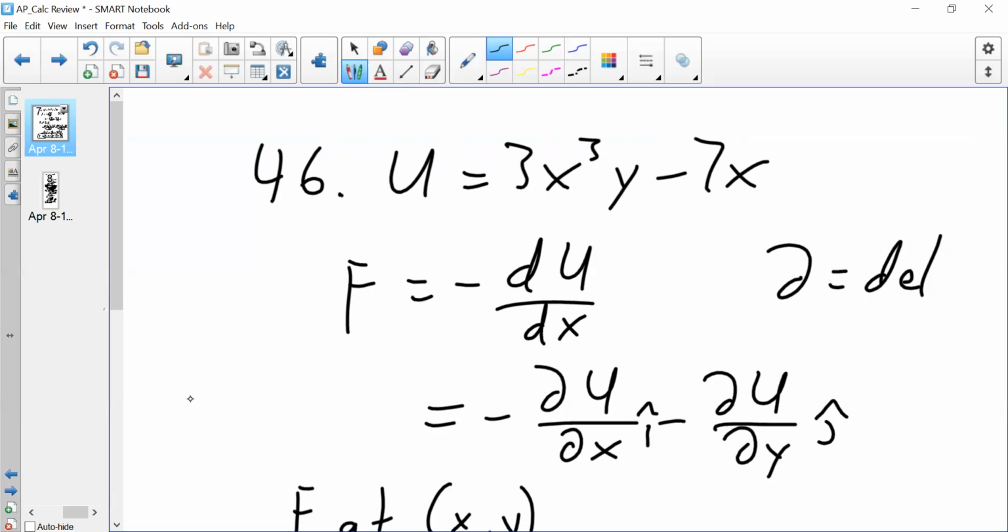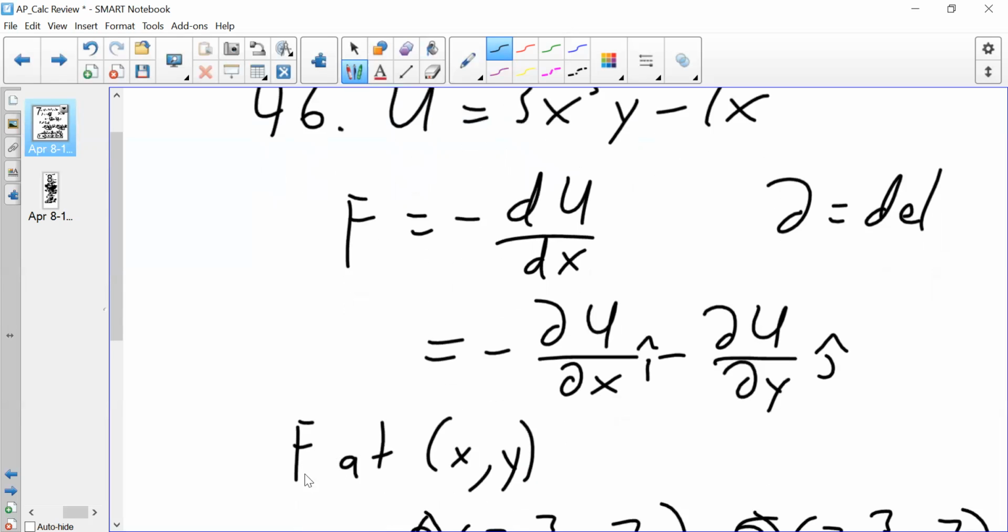Now, number 46. A potential energy function for a two-dimensional force is of the form U equals 3x cubed y minus 7x. Find the force that acts at the point x, y. So if we're going to find the force at x, y, we're going to have to get the force at both of these points individually, and then represent it in unit vector notation.